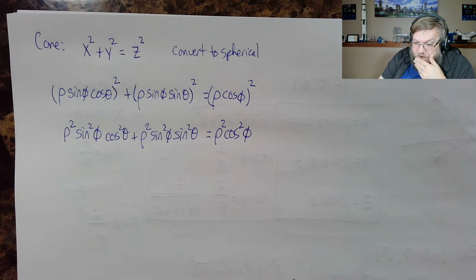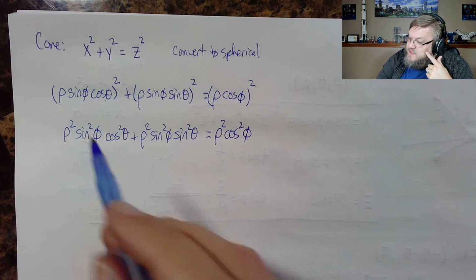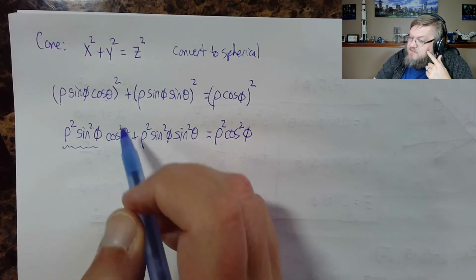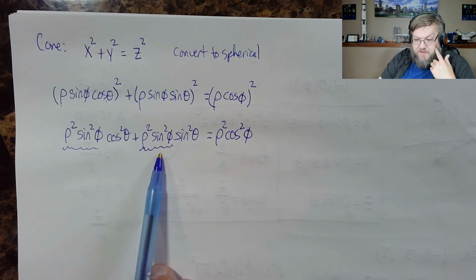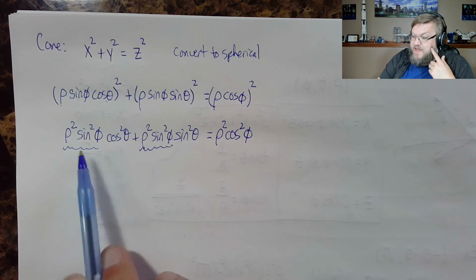Okay. I see some good news. Look at this. There's a common factor. We have rho squared sine squared, rho squared sine squared. See that common factor? I'm going to factor that out in front.